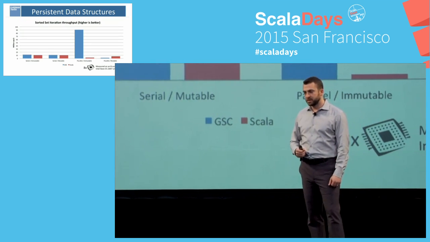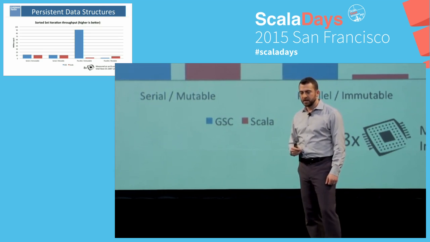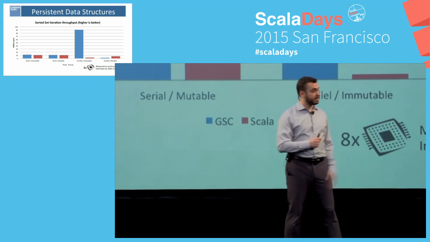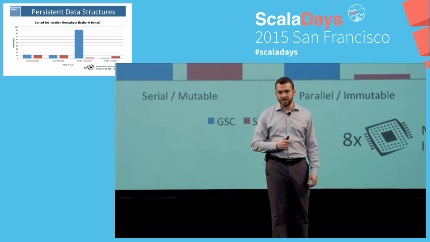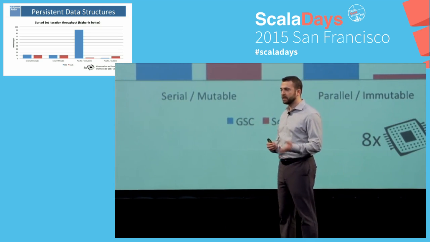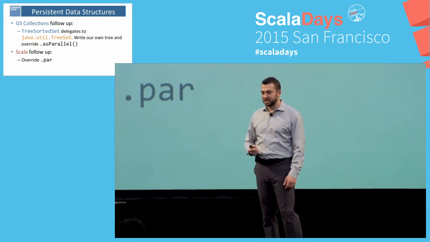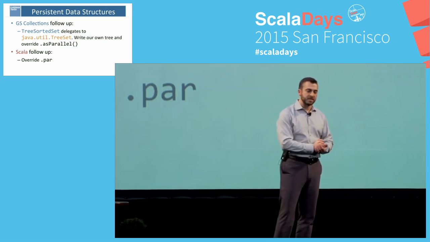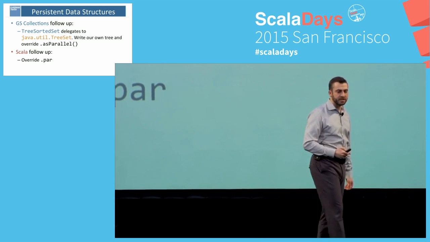For the mutable sorted sets, both of them are actually slower in parallel than in serial. So for GS collections, we have a performance problem here as well. And it's the same one I mentioned before. We don't have our own tree implementation yet. And so since we delegate to Java's tree set, we don't have access to the left and the right, and we can't parallelize. So 2 follow-ups here. For GS collections, we need our own tree. And for Scala, I would hope to override par in a similar way as we do in GS collections in the future.